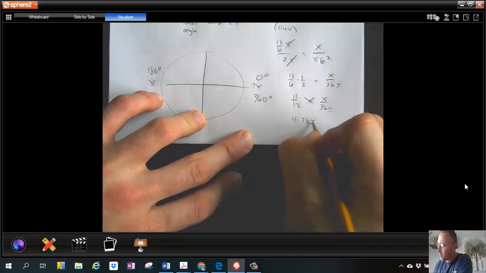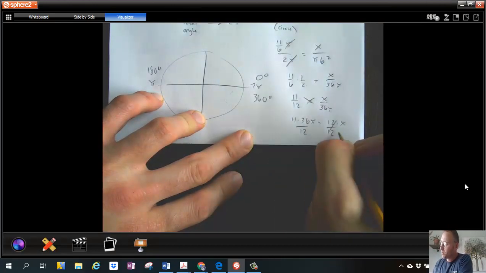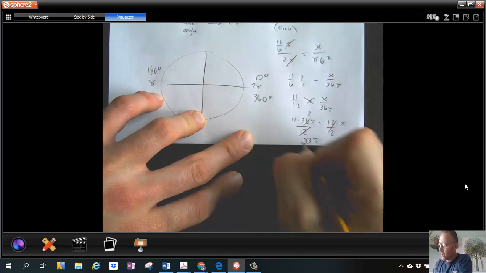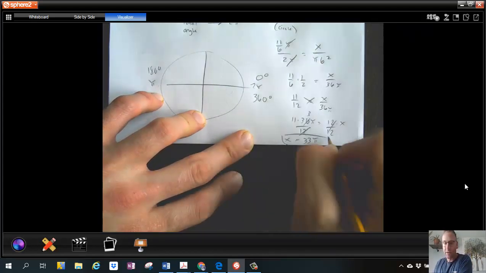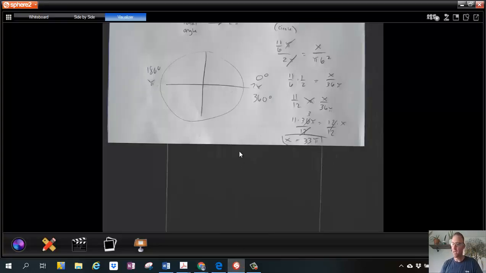So now we cross multiply. 11 times 36 pi equals 12 times x. Divide both sides by 12. And 12 goes into 36 3 times, so you end up with 33 pi as your answer for the area of the sector. And it didn't give you any units, but 33 pi is what we're looking for there.